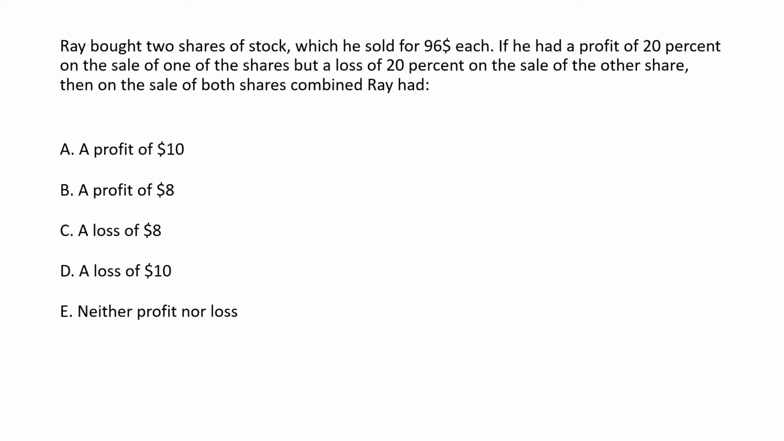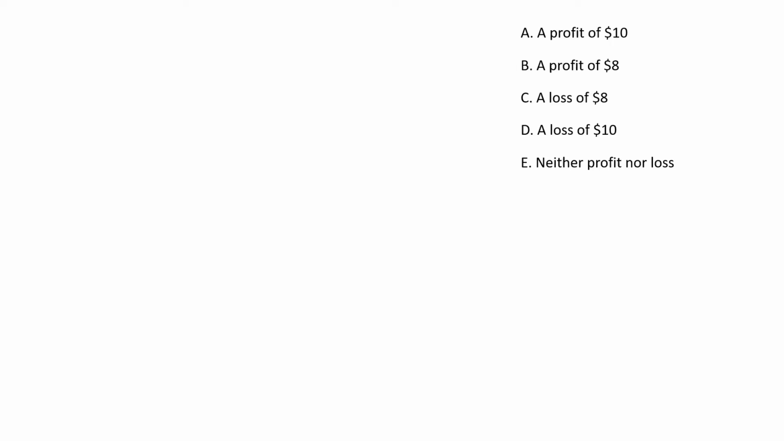Ray bought 2 shares of stock which he sold for $96 each. If he had a profit of 20% on the sale of one of the shares but a loss of 20% on the sale of the other share, then on the sale of both shares combined, Ray had... Okay, so we have 5 options here.